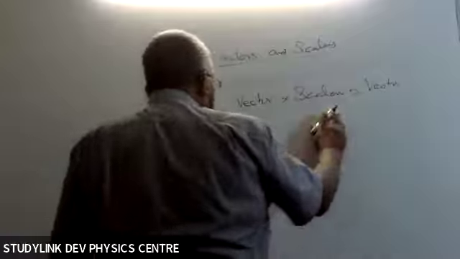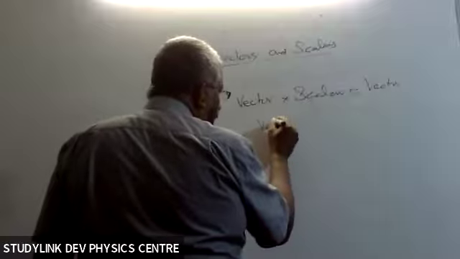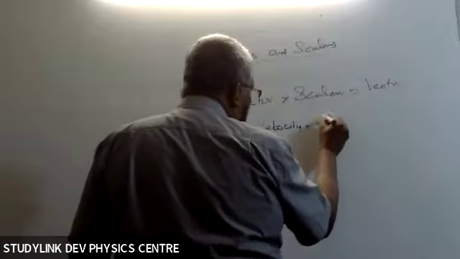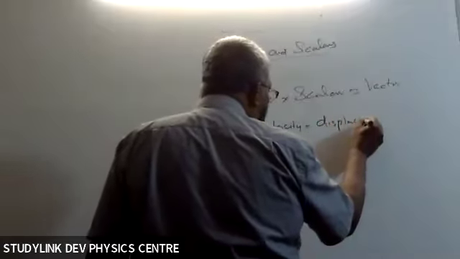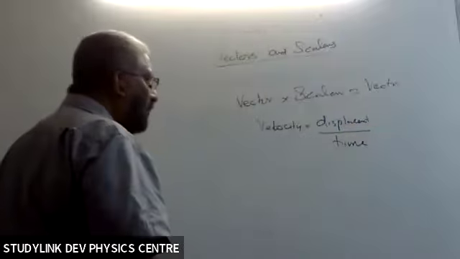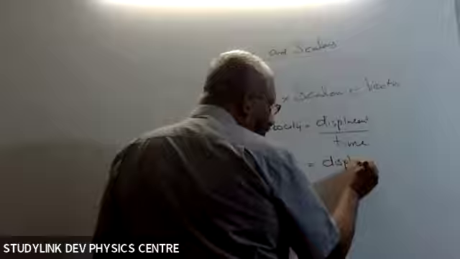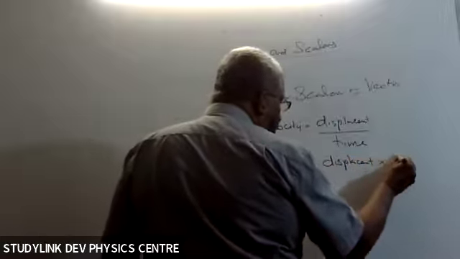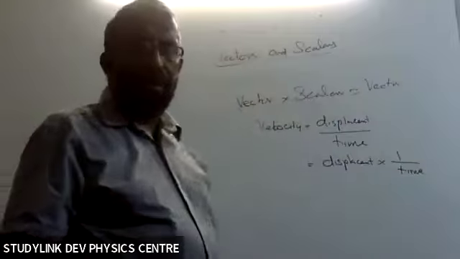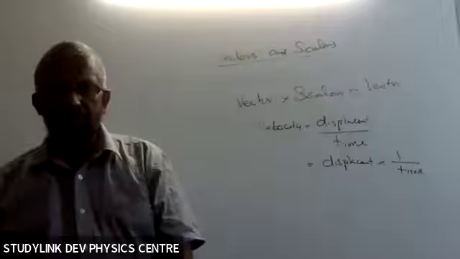Now, we'll consider first one, velocity. Velocity is displacement divided by time. That is velocity. We can write it as displacement into 1 over time. 1 over values are normally called reciprocals. So we can say reciprocal of time also.